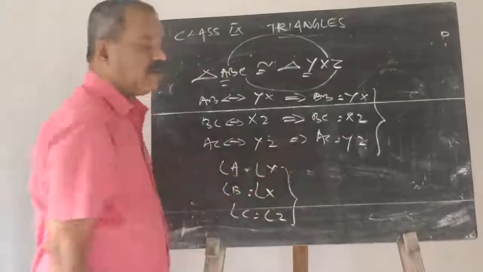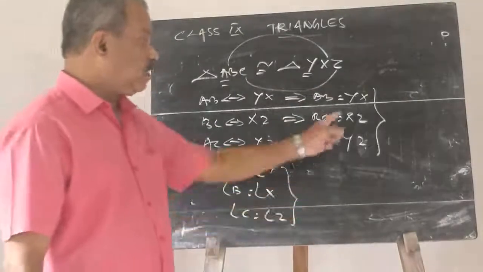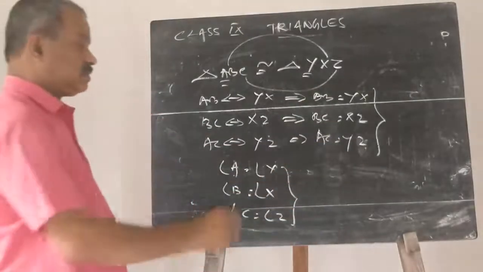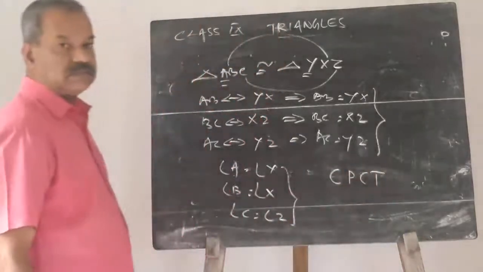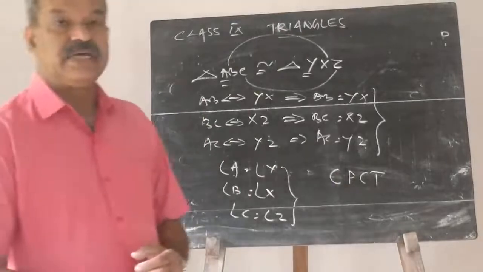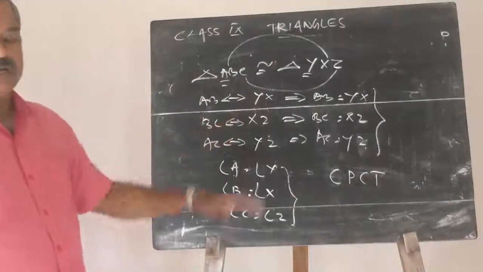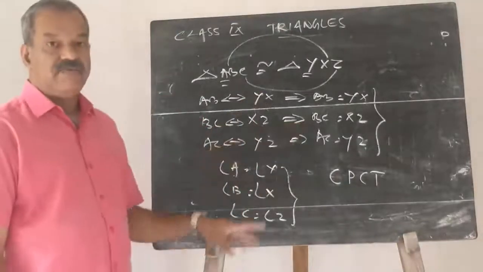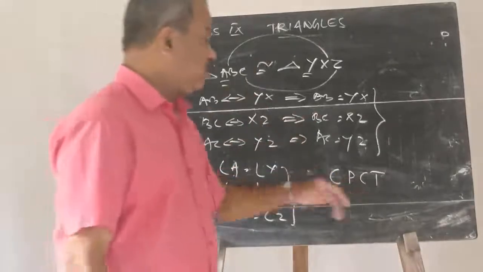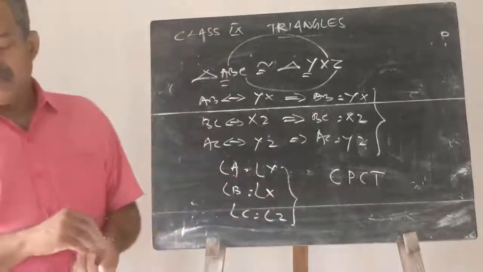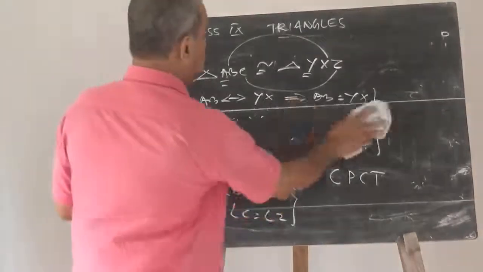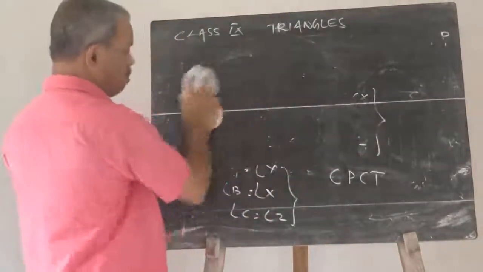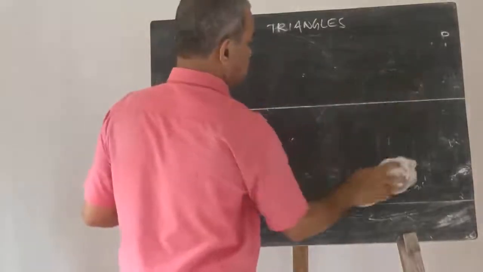Together we can say these are the corresponding parts of congruent triangles: 3 equal sides and 3 equal angles, corresponding angles and corresponding sides. We describe this as corresponding parts of congruent triangles. Now, what are the different criteria for the congruency of triangles?